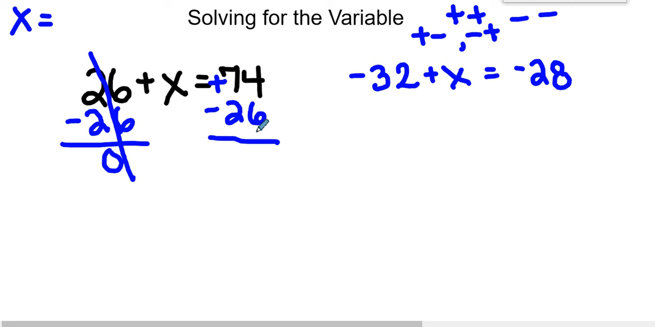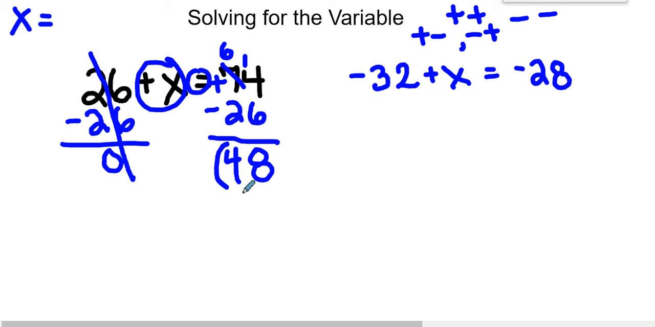So 74 minus 26. Borrow from the 7, make it a 6, make that 14. 14 minus 6 is what? 7, 8, 9, 10, 11, 12, 13, 14. 8. Now we have 6 minus 2 is what? 4. So what do we have left? We have a positive X, we have an equals, and we have a 48. X equals 48.